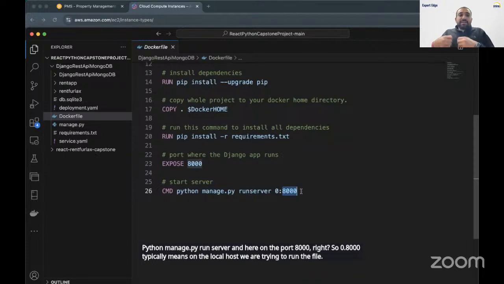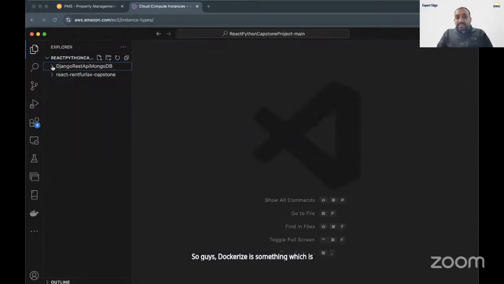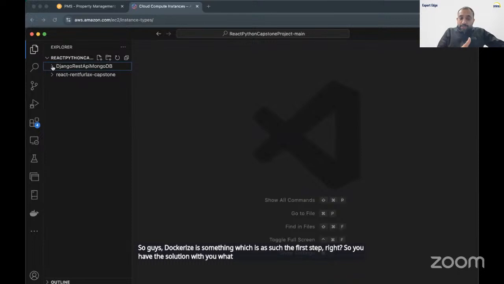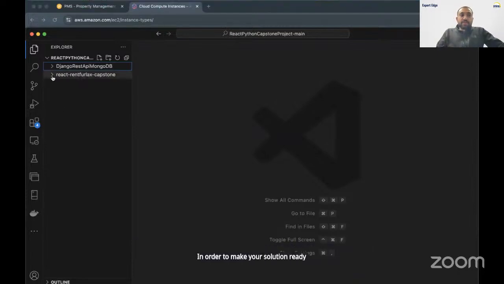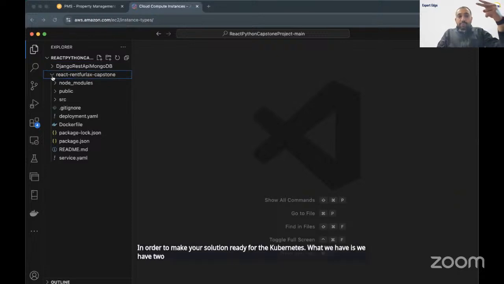So guys, Dockerize is something which is as such the first step, right? So you have the solution with you. What you need to do is you need to Dockerize the solution and then you need to make it ready for your Kubernetes. In order to make your solution ready for the Kubernetes, what we have is we have two configuration files to work on.